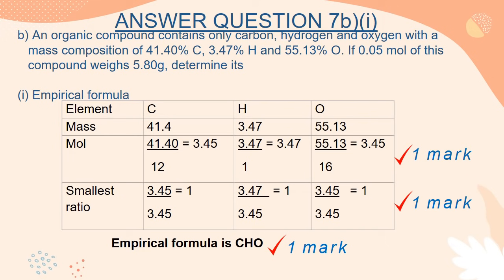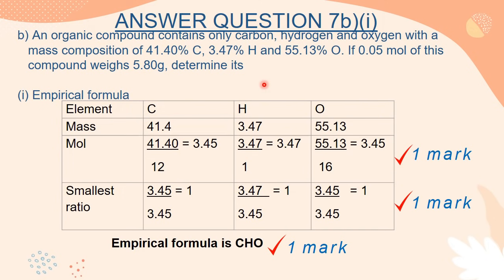Question 7b. An organic compound contains only carbon, hydrogen and oxygen with a mass composition of 41.4% carbon, 3.47% hydrogen and 55.13% oxygen. If 0.05 mole of this compound weighs 5.8 gram, determine its empirical formula.